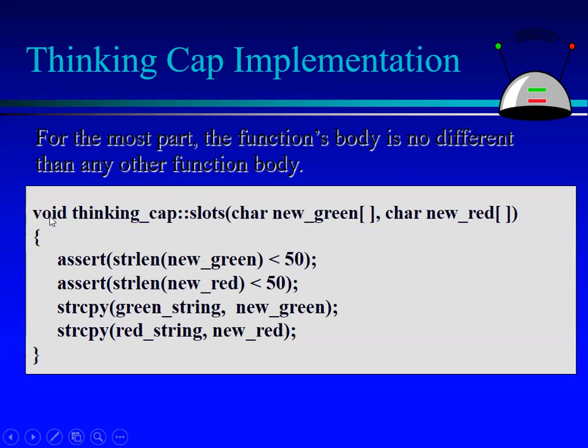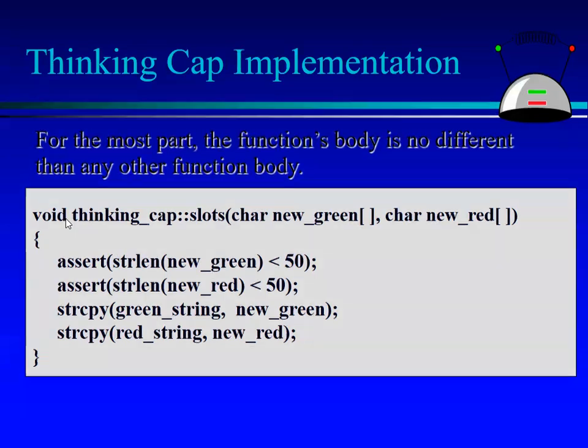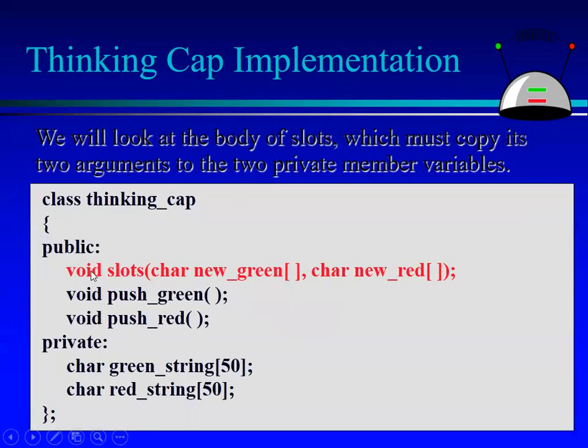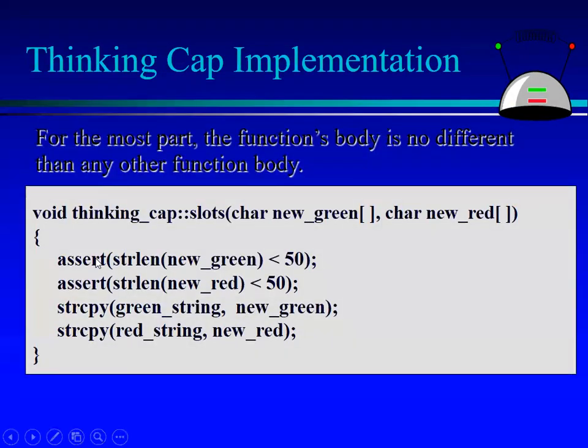Here, the syntax for this definition starts with the return type, which is void. Previously it was also void, just check it here. Then comes the name of the function, but the class from which we have taken this function is described as thinking_cap. So this is the name of the class, which I need to mention. Then after that, the name of the function which you would like to implement.